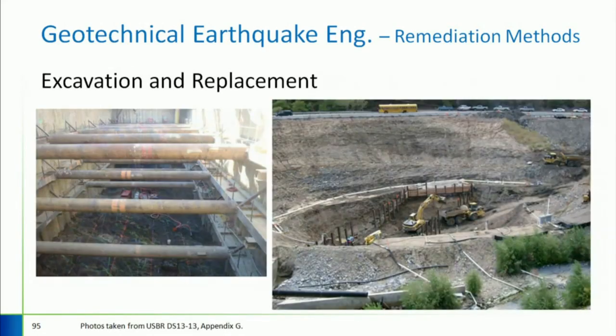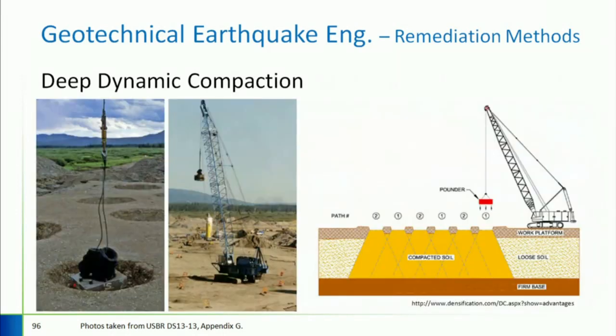Excavation and replacement. Always an option, not always the cheapest option. Deep dynamic compaction. This one is typically done before a dam is built. It's hard to drop a huge weight on a dam and improve its condition. But on this one, you create a grid and you drop this hammer over and over, and it compacts all the soil beneath it in the grid.